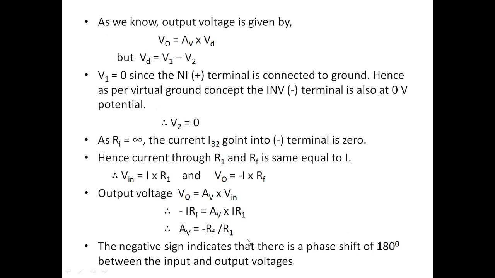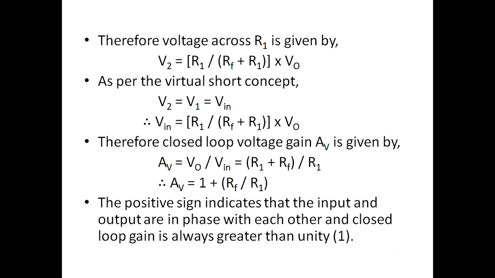So you can say here the output will have a 180-degree phase shift with respect to the input, because we are having the equation that is negative, minus Rf upon R1. But here you will get the equation 1 plus Rf upon R1. It means the output will be amplified, but it will be in phase with respect to the input. So here we can say the positive sign indicates that input and output are in phase with each other.